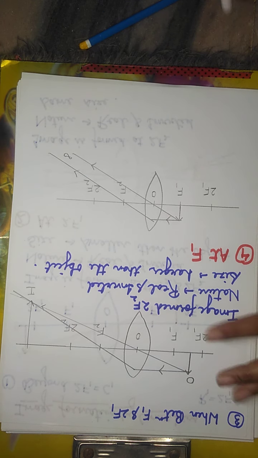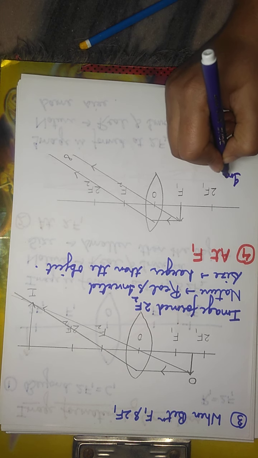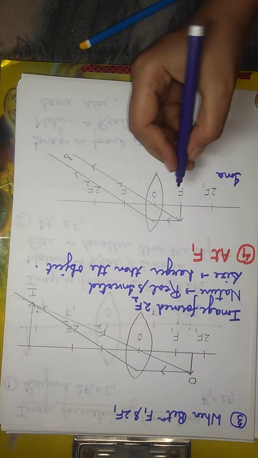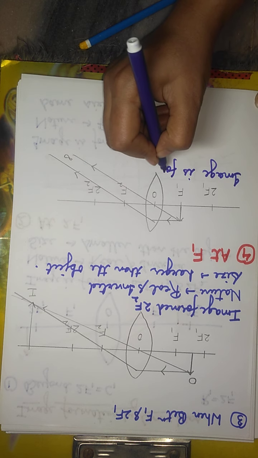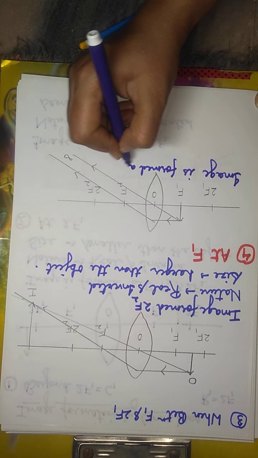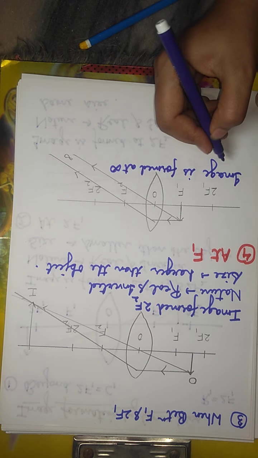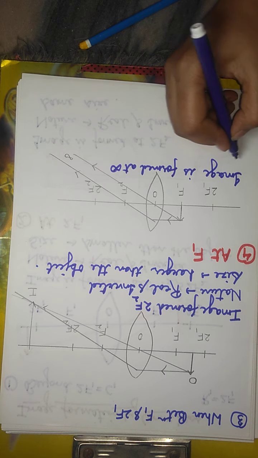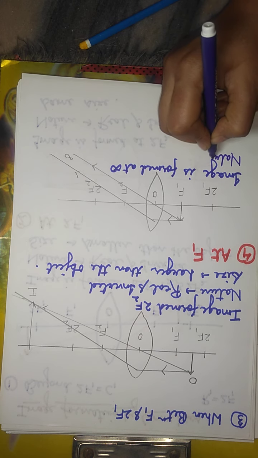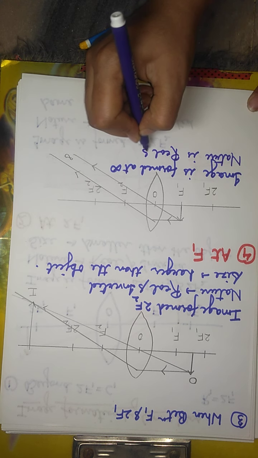Clear? So where is the image formed? These rays will meet at infinity. So the image is formed at infinity, at infinite distance. Clear? And the second case, what is the nature? The nature is real and inverted.